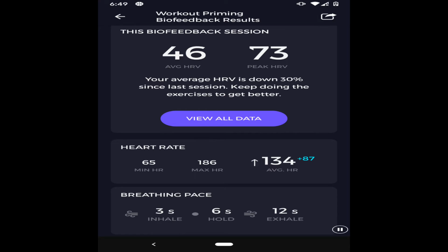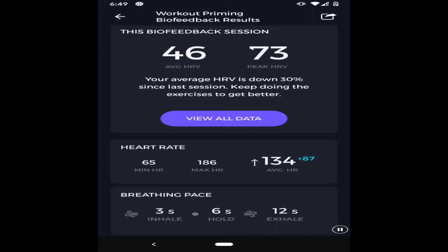Now it says my average is down 30% since last session. So that just means that it's basing everything off of what I did from last session. So we're just doing the calculation there. I'm using this for training purposes, so I ignored that. But if I'm wanting to see what effect I have on recovery after training, yes, I want to pay attention to that. But I'm just experimenting right now, so I'm not really paying attention to back-to-back sessions right now.